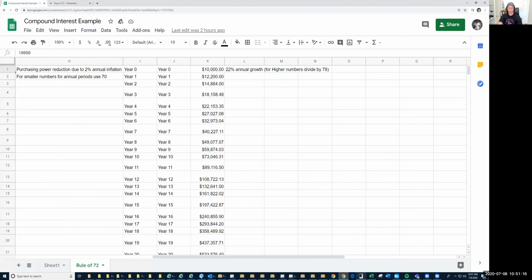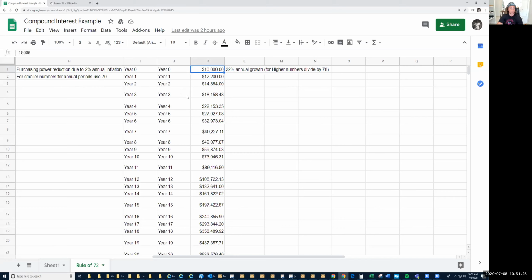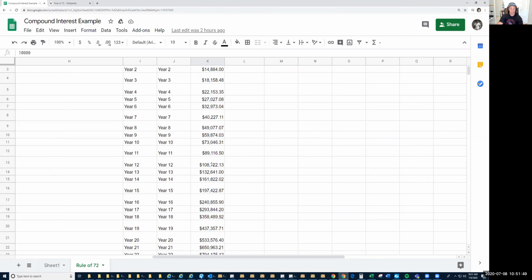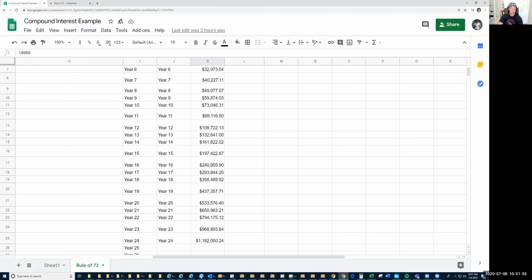So just going back to our example here, 78 divided by 22% annual growth is 3.5 years for the money to double. So let's look, 10,000, we go between year 3 and 4. Right there, it doubles to 22,000. Let's check another 3.5 years later from that. Does 22,000 double? Yes, it does, there it is, 40,000 to 49. Does the 49,000 double to 100,000? Nope, there it is, between 89 and 108,000. Every 3.5 years, the balance in this account is doubling. 100,000 to 200,000, 250,000 to 500,000, 500,000 to $1 million.